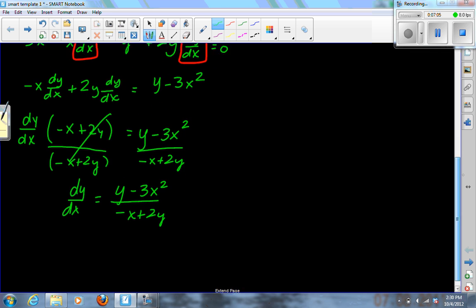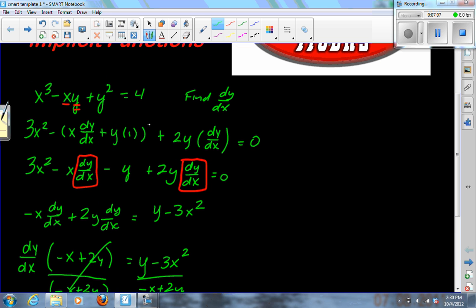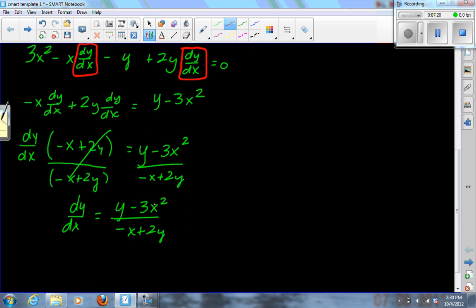So if I gave you a function like this one, and I said at the ordered pair 0, 2 or something like that, you'd have to come down here and put a 0 in for x and a 2 in for y. So that would be 2 minus 0, which is a 2, and 0 plus 4, so the derivative is 1/2.